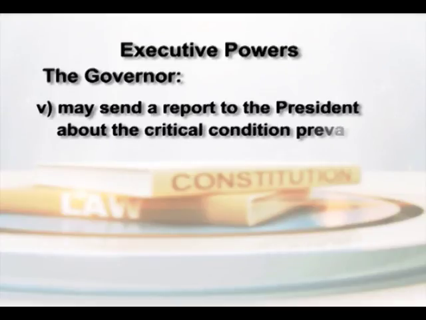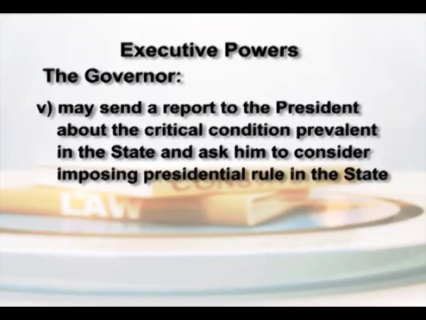Fifthly, the governor has the right to submit a report to the President under Article 356. According to this report, the governor may state that a situation has arisen in which the administration of the state government cannot be carried on in accordance with the provisions of the Constitution.